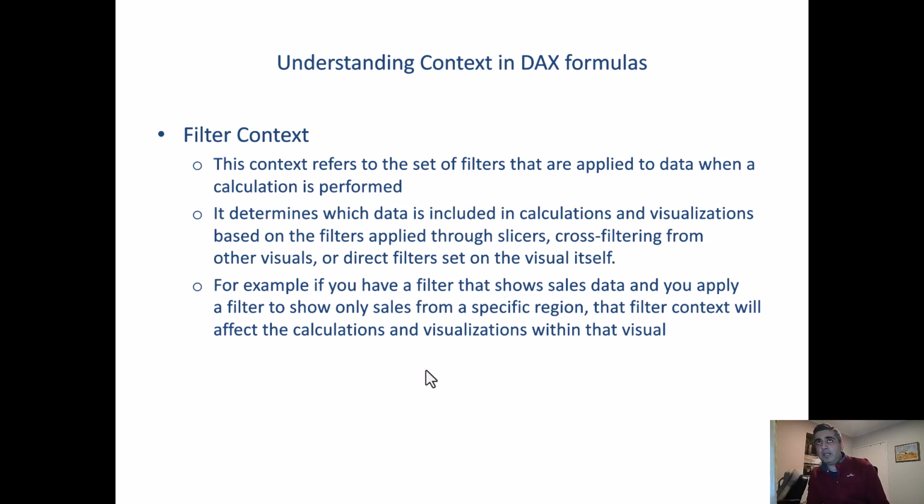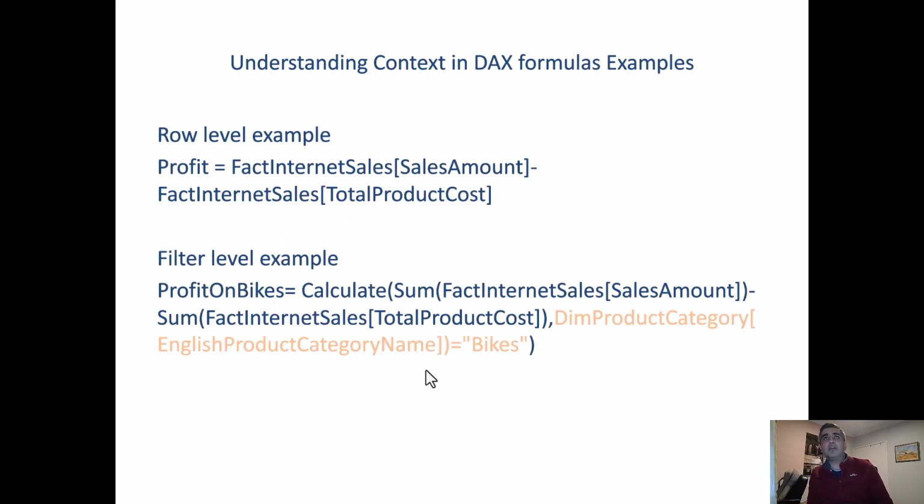So let's make it clear in the next example. I've got an example here. Row level, like I was talking about profits: fact internet sales amount minus total product cost. That's an example of row level context. It'll get calculated row by row.